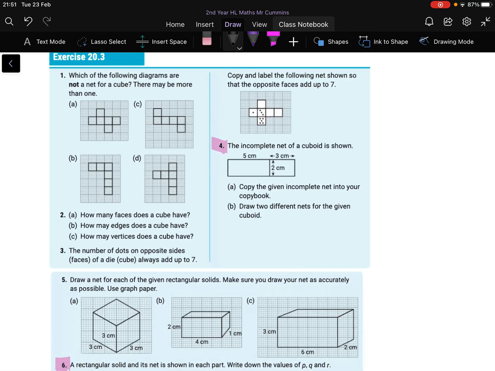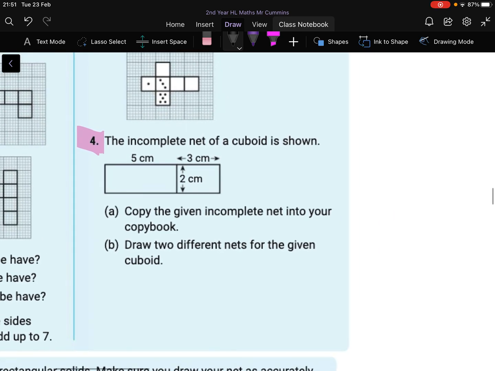Question 4 was the first one. Question 4 gives you a bit of a cuboid, so you have a side and a width. I'll just show you the marking scheme. What they want you to do is draw 2 nets that could make the cuboid.